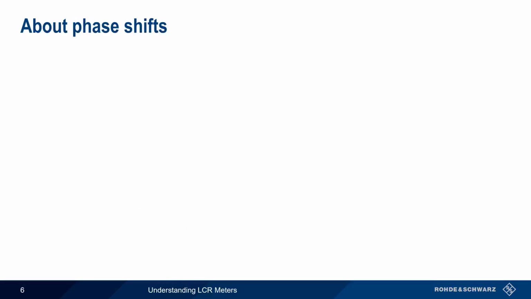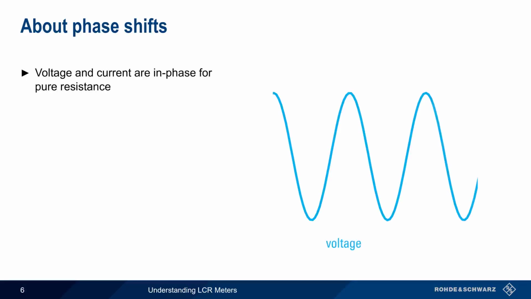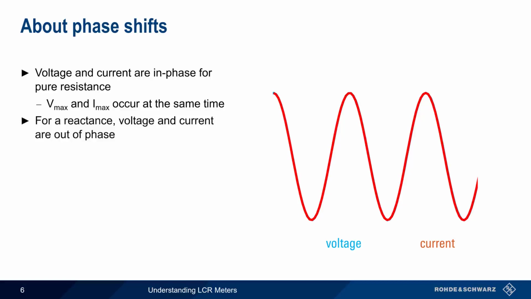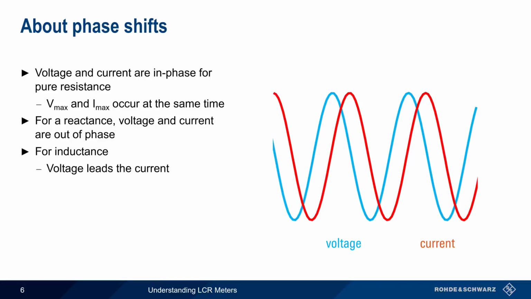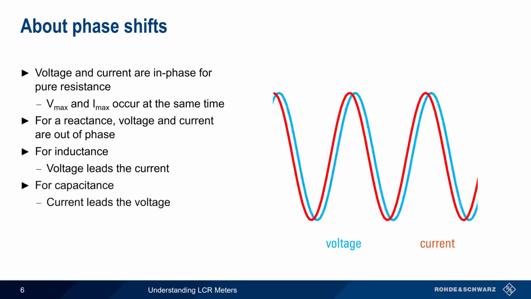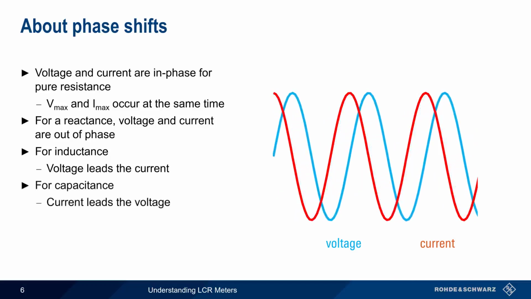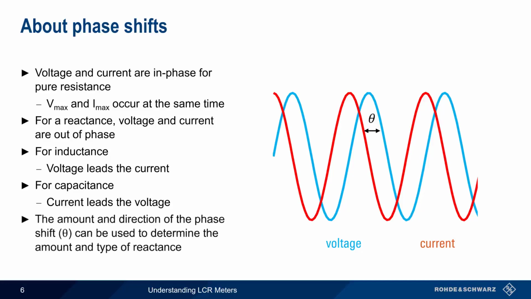Another way to calculate a complex impedance is using the phase shift between voltage and current. As you should already know, voltage and current are in phase for pure resistances. That is, the maximum voltage and maximum current both occur at the same time. A reactance, on the other hand, causes the voltage and current to be out of phase. In the case of inductance, the voltage leads the current, and in the case of capacitance, the current leads the voltage. In either case, we can use the amount and the direction of phase shift to determine the amount and type of reactance that caused it.